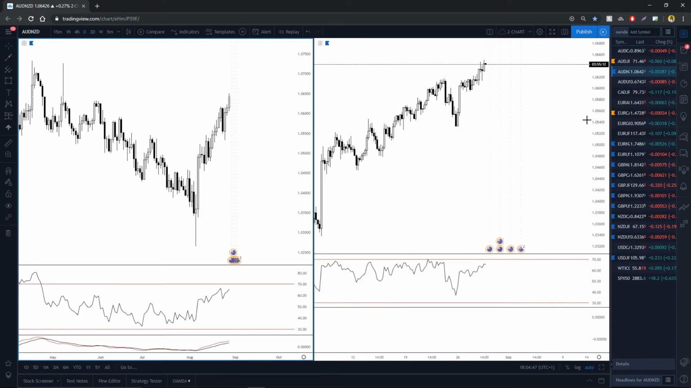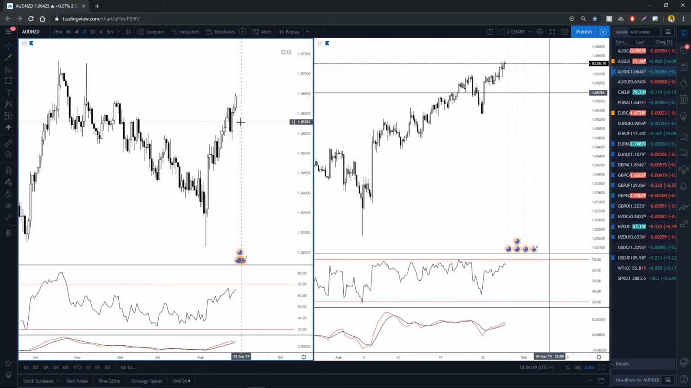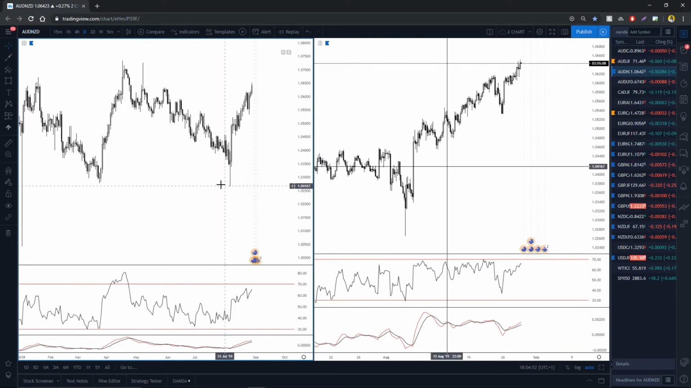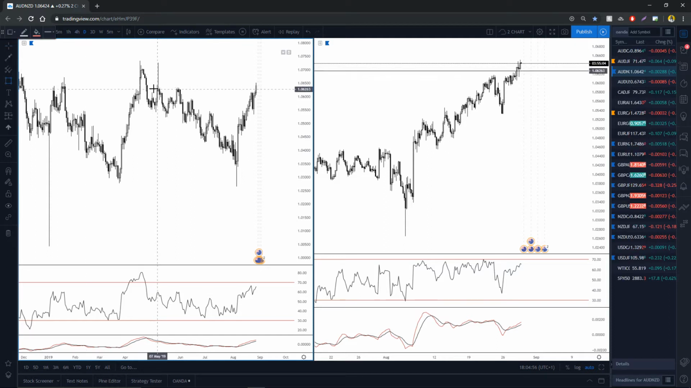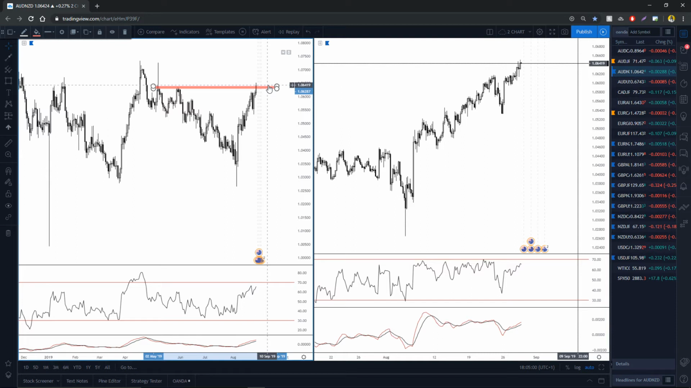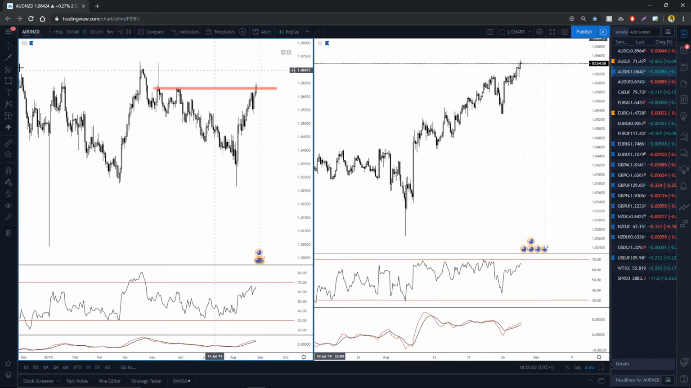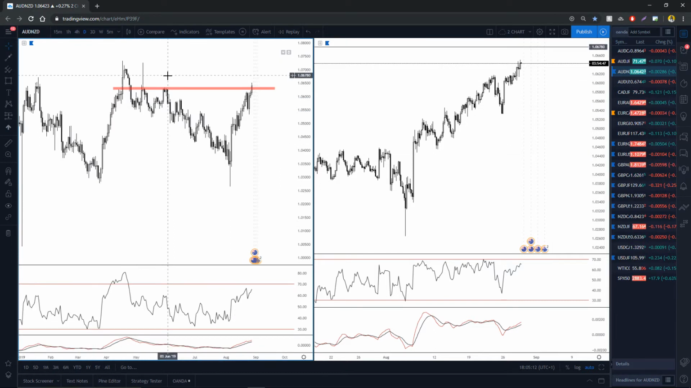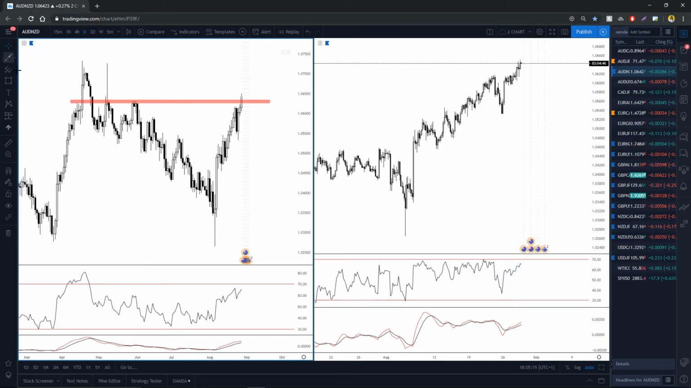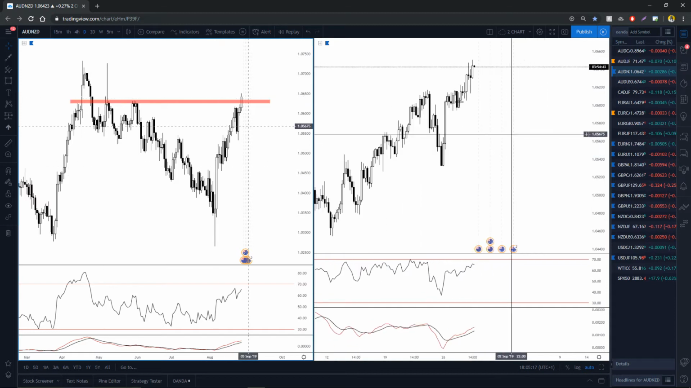So Australian dollar against the Kiwi has just been absolutely steamrolling. Right around here, you're just taking out this resistance area at the moment, all the way back to that Kasimodo level, just round about here as well. So this is a strong resistance round about here. It seems to be trying to break out today, but we'll keep an eye on it.